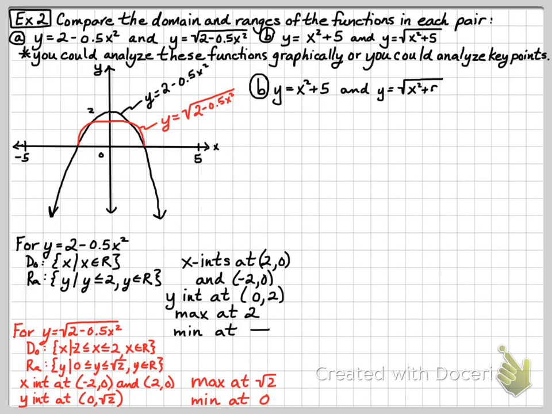For b, y is equal to x squared plus 5 and the square root of x squared plus 5, you're going to complete as your turn.